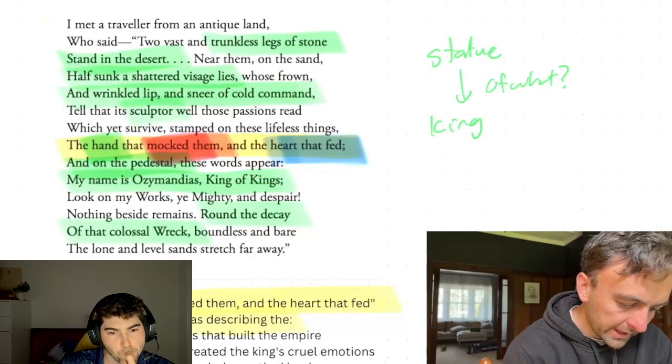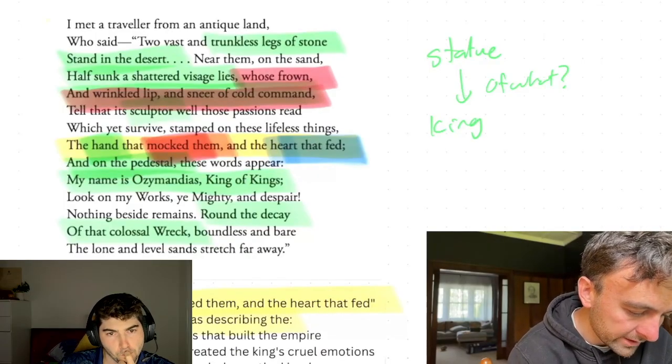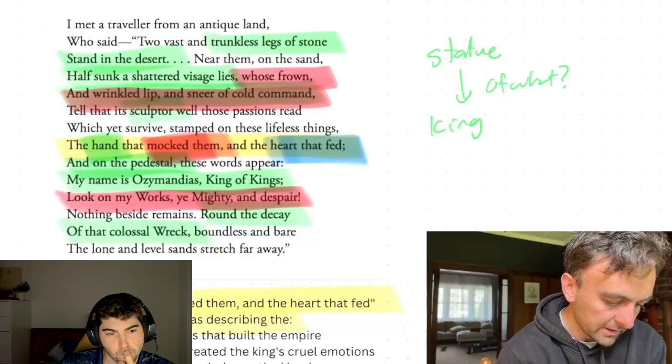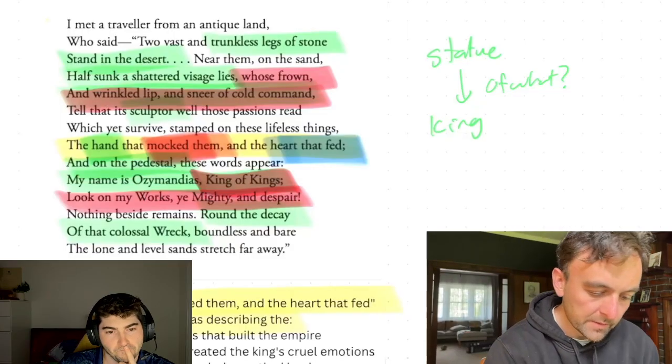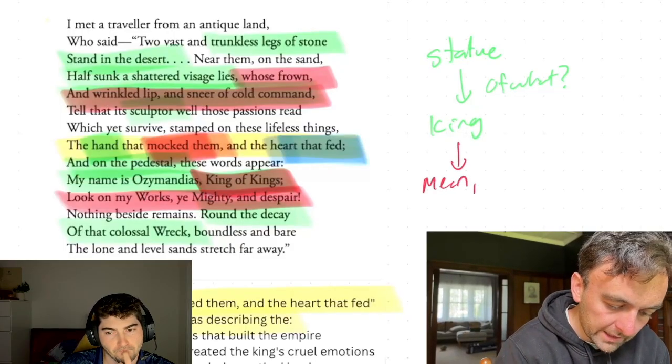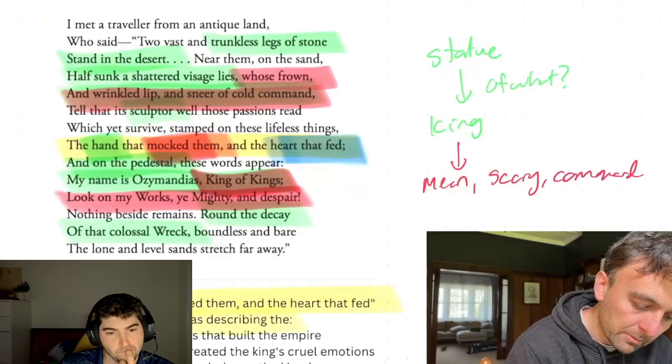If I'm looking again through this, I'm getting an idea of who this king is, right? Look on my works, mighty in despair. So king of kings, frown, wrinkled lips, sneer. It's telling me that this king is quite a mean king. And to me, that fits. So this king is mean, scary, a commander. And there are some of our more implicit clues there.